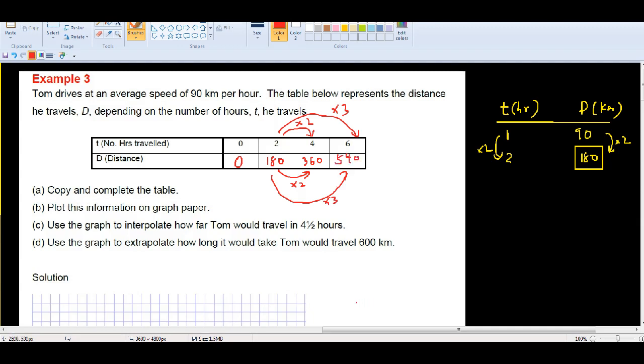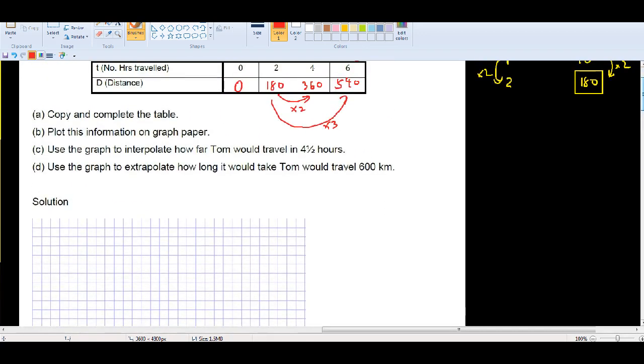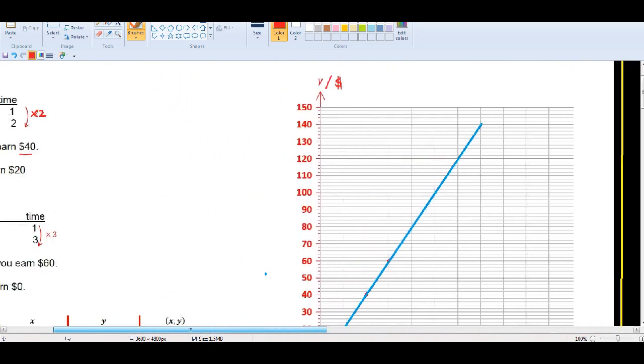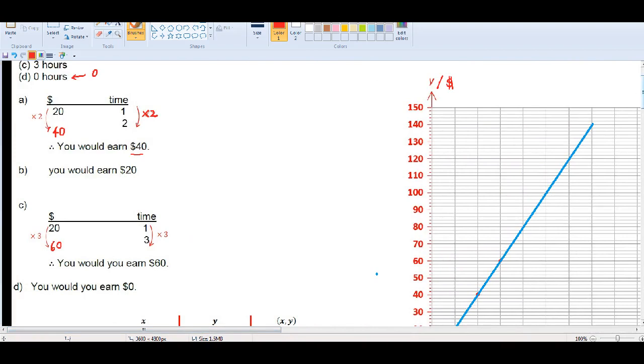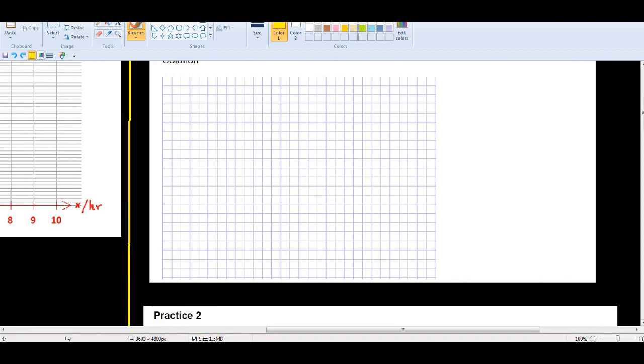Okay, so that's it. So you've got all the data ready for you now. Can you plot this information onto the graph paper right here? Okay, so first you need to have coordinates. You need to translate your table into coordinates right here. Alright, so these are the coordinates you need to work with. Right, okay, so do you know how to do it?